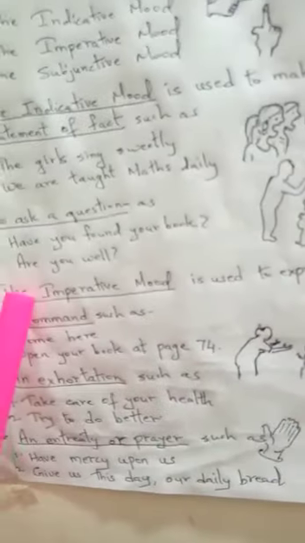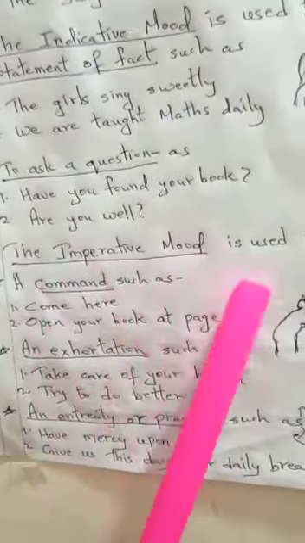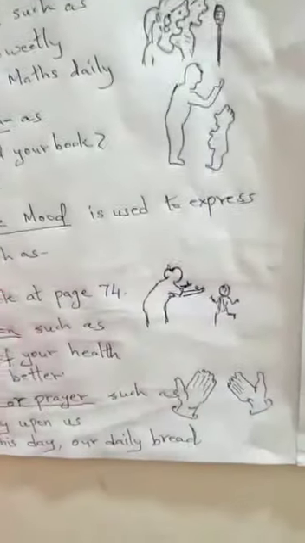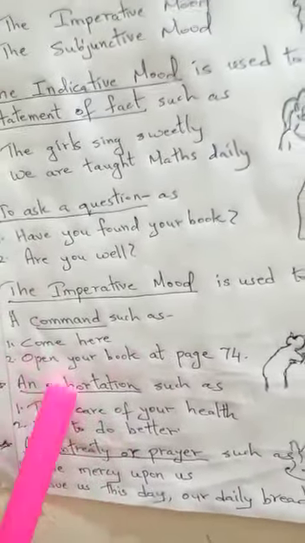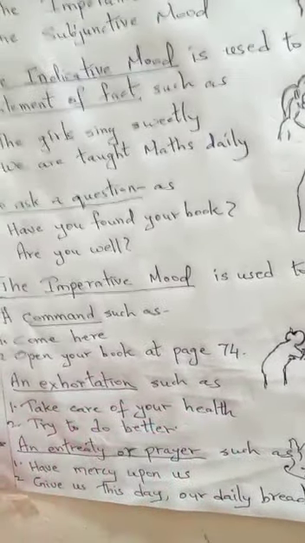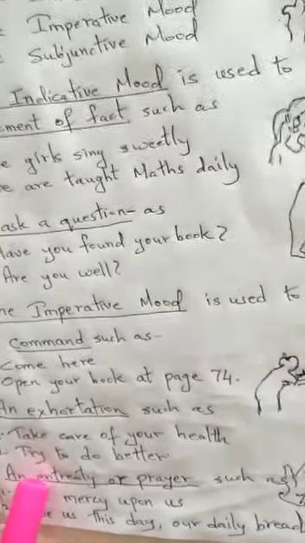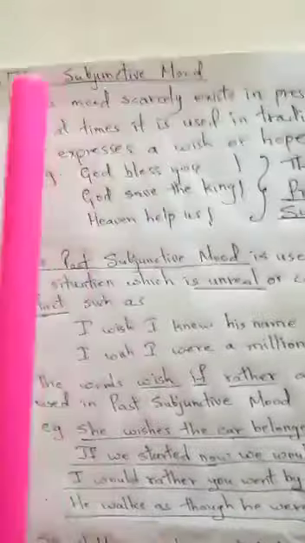Are you well? The imperative mood, now second mood, is used to express a command such as come here, open your book at page 74. The imperative mood is also used for an exhortation such as take care of your health, try to do better. It's also used as an entreaty or a prayer such as have mercy on us, give us this day our daily bread, etc.